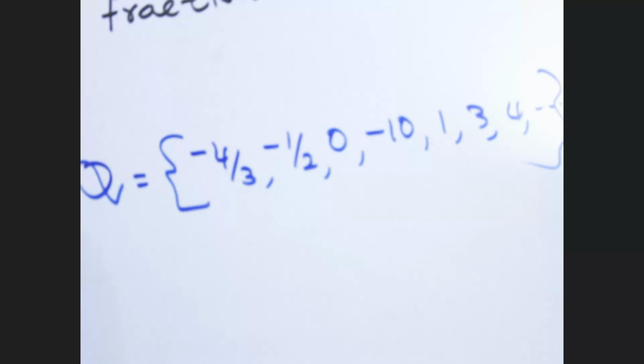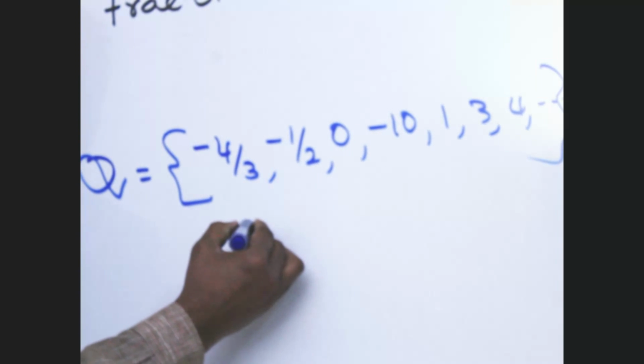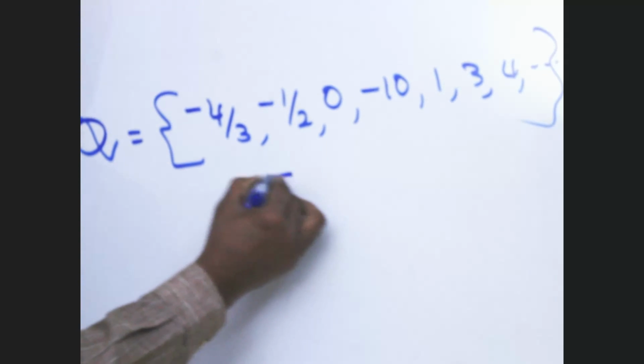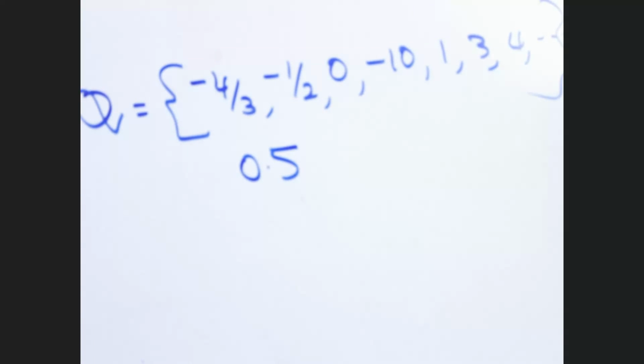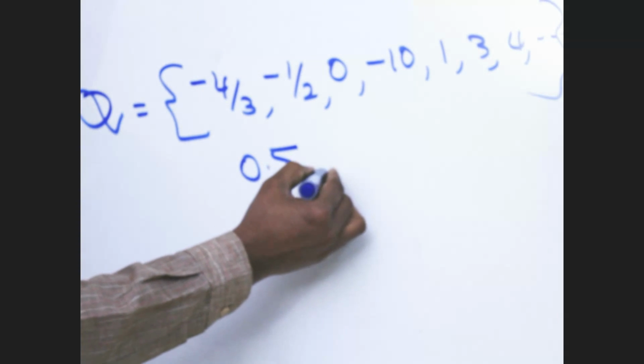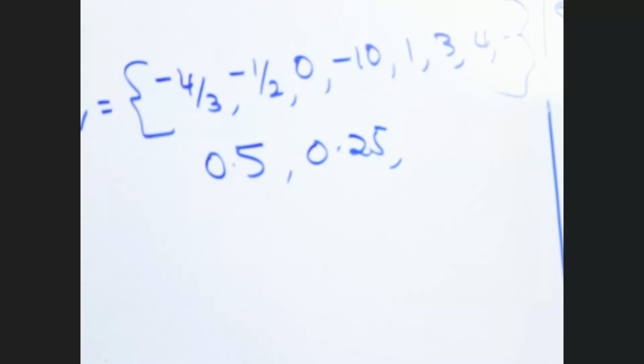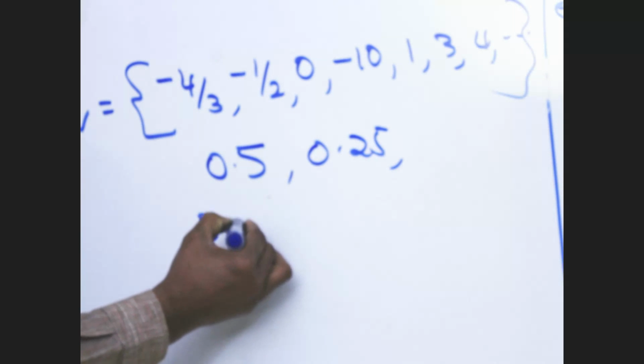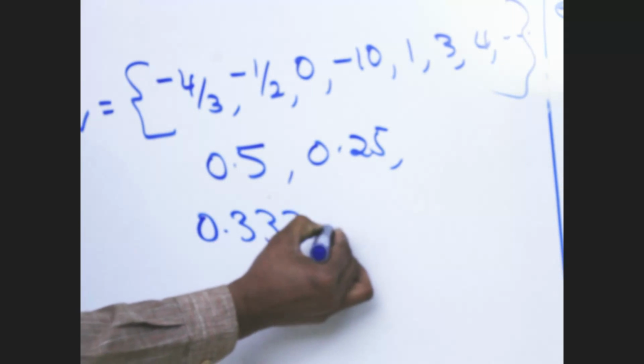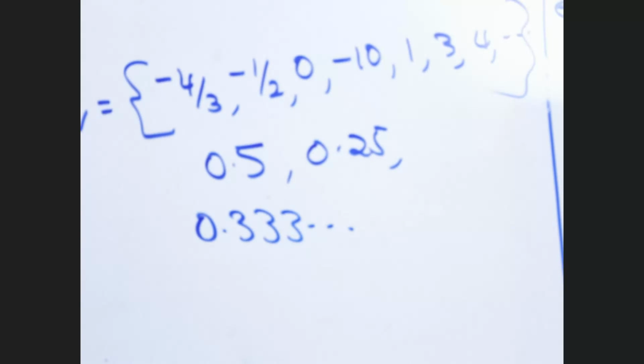So the fractions and also decimals. We can include the decimals also. For example, 0.5 is a decimal number, so this is also in the same category. So 0.5 or 0.25 or any such numbers are in the same category. This is also in rational numbers.